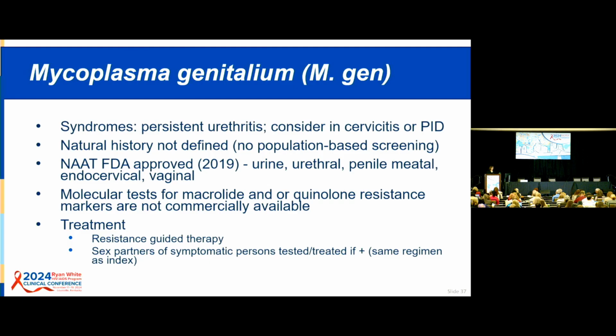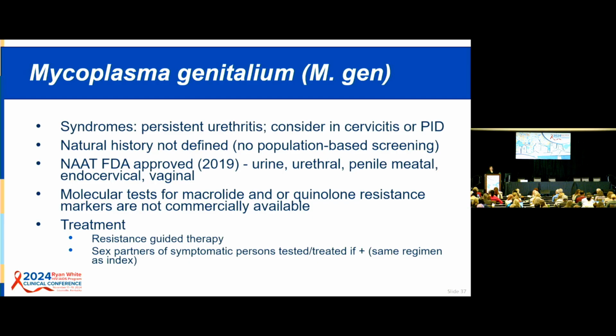So what do we know about MGen? We know that MGen causes the persistent urethritis symptoms. There is a little bit of data to think that it could be involved in PID. We don't completely know the natural history of it, but population-based screening is not recommended. What is recommended is that you test if somebody has persistent urethritis or persistent symptoms. There is the NAT test that's FDA approved that's available for testing. And there are also molecular tests available to look for resistance because, again, this is one of those organisms where resistance is incredibly common.